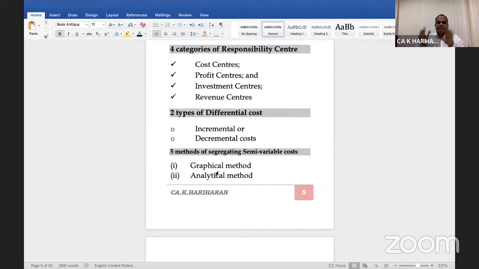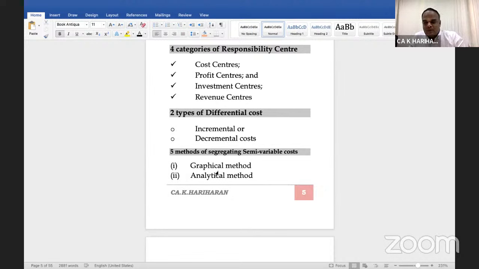Therefore, if you think of the company as a whole, the factory will be there, showroom will be there, branches will be there, and head office will be there. So head office is called investment center, branches profit center, showroom maybe revenue center, factory is a cost center. Easy or not? Okay, Sudish, understood?